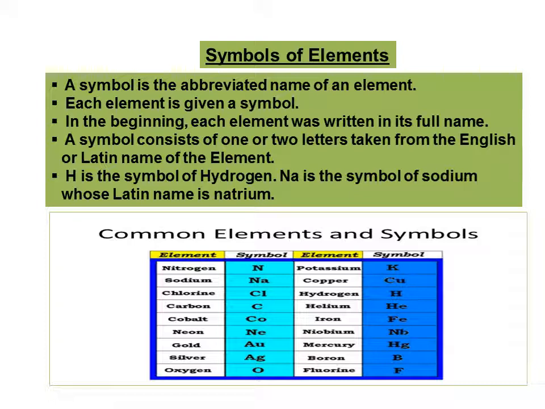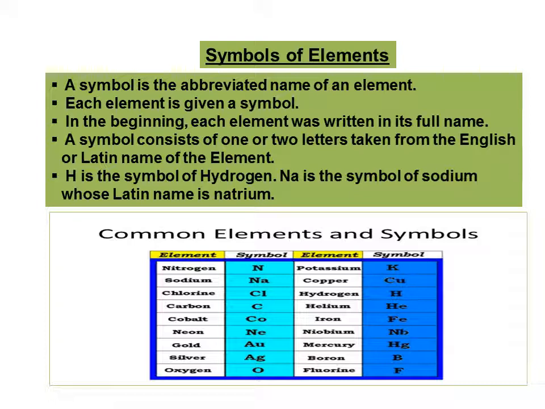In the beginning, what was the practice? Each element was written in its full name. For example, the full name nitrogen, full spellings were used, and similarly for hydrogen. These full spellings were used in the periodic table, but it was a difficult practice. Therefore, scientists decided on an abbreviated name for the elements in the periodic table, and that is called a symbol.